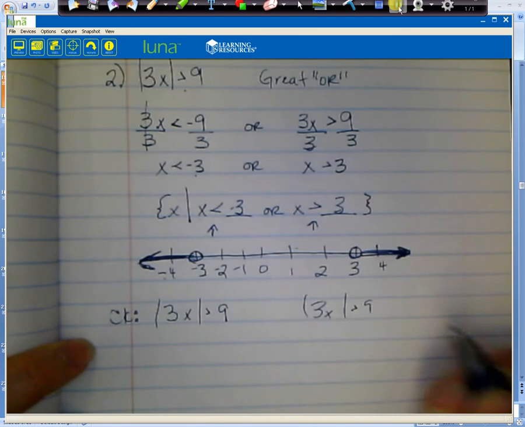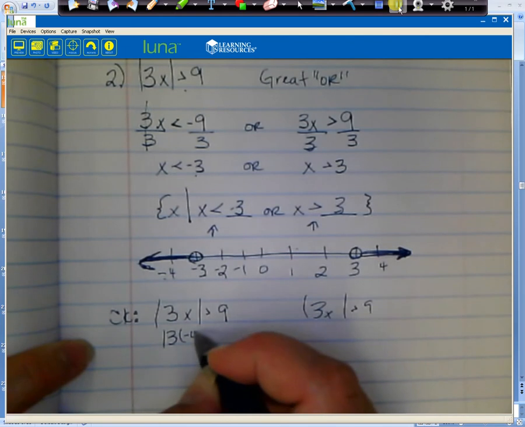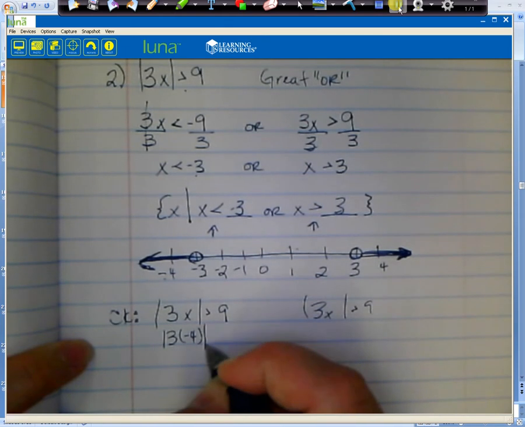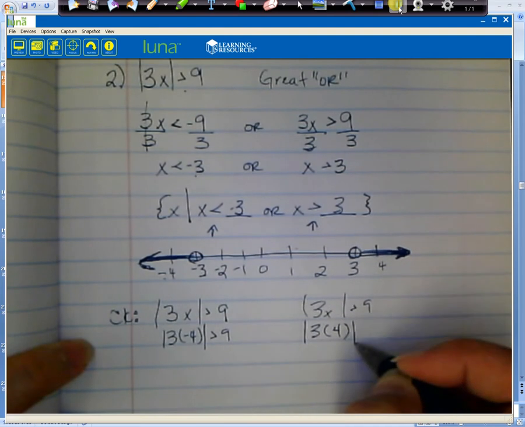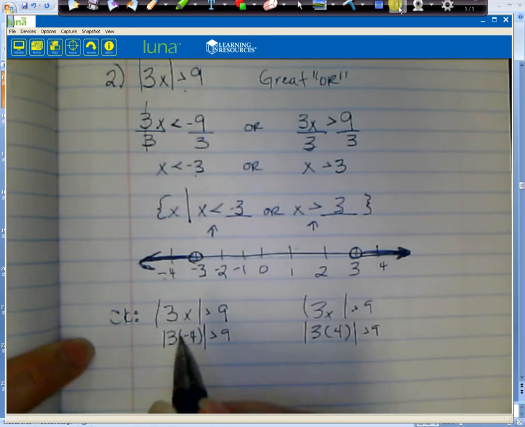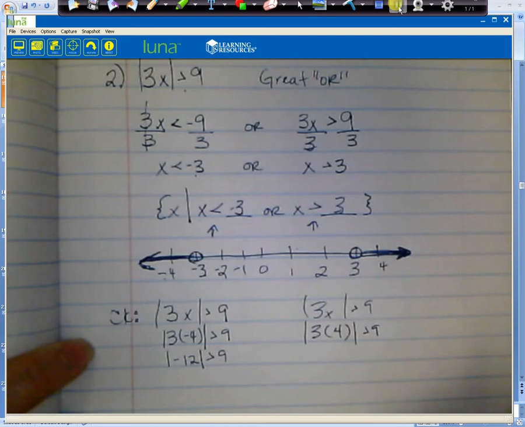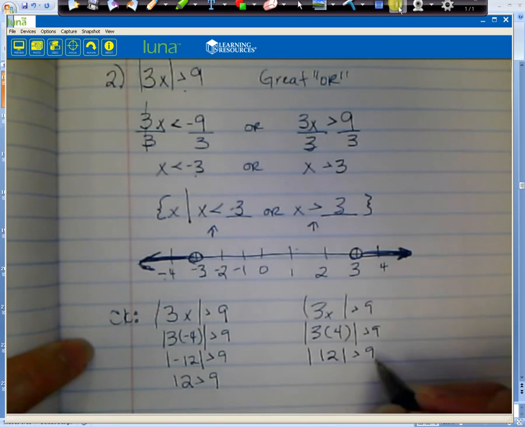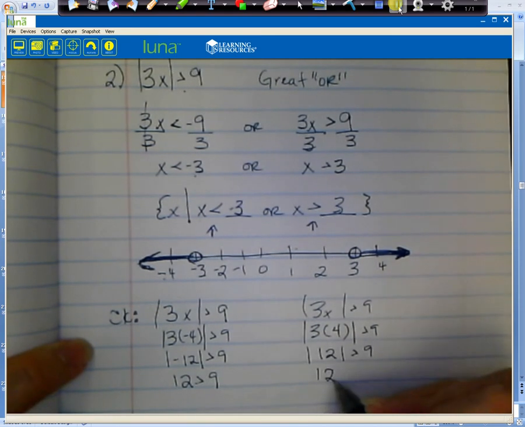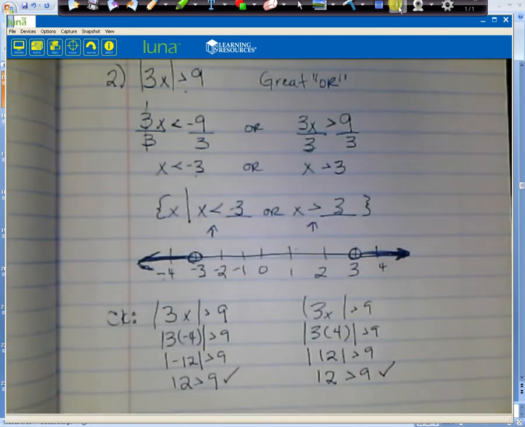So I'm going to write my problem out twice because I'm going to check two times. The absolute value of 3 times negative 4 is greater than 9. The absolute value of 3 times positive 4 is greater than 9. 3 times negative 4 gives me negative 12. The absolute value of negative 12 is positive 12, and 12 is greater than 9. 3 times positive 4 gives me 12. The absolute value of positive 12 is 12, and that is greater than 9. So that checks and that checks. So I know that I did my problem correctly.